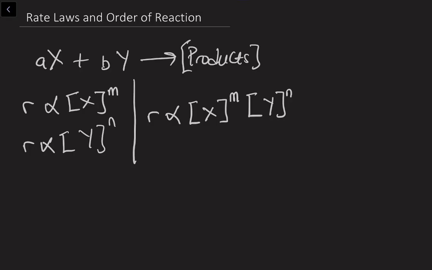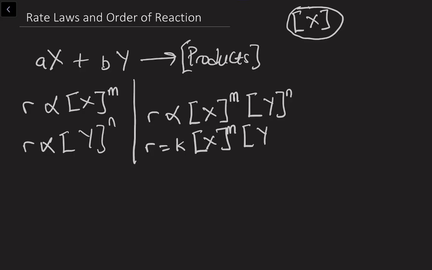In chemistry, when you see square brackets, we use that to indicate concentration. So in this case, this means concentration of X. Now, if we want to introduce the equal sign here, we would have to also introduce a rate constant. So R is equal to K, that's a rate constant, times the concentration of X to the power M, times the concentration of Y to the power N.